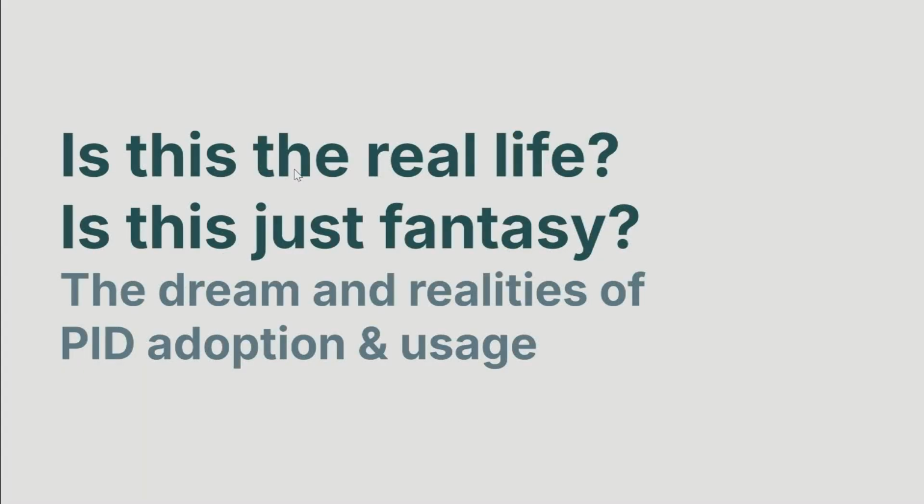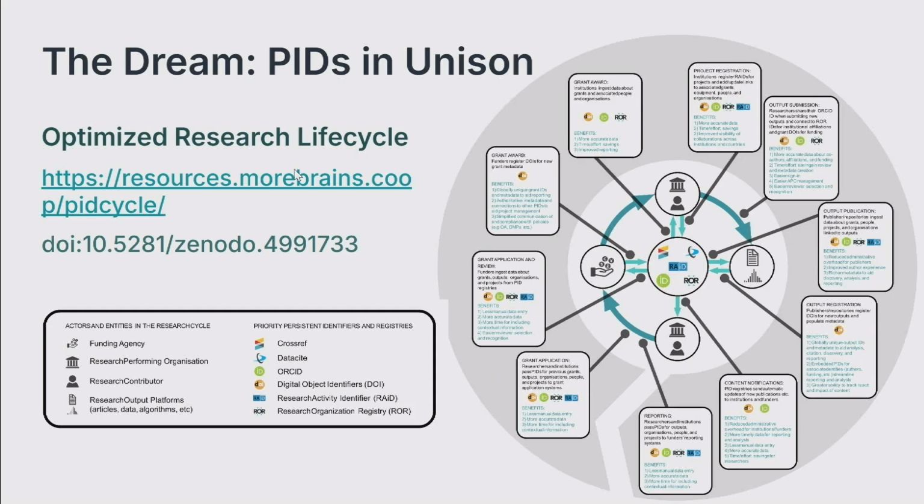So, the dream and the realities of PID adoption and usage. The dream is that everything has a PID that should have one. All those PIDs have rich metadata, they're all harvestable, and in this case, PIDs can all work together to optimize the research lifecycle. Now, unfortunately, I really don't have time to go through this, but I encourage you to have a look at this work done by More Brains. They created this really beautiful idea of a unified, optimized research lifecycle.